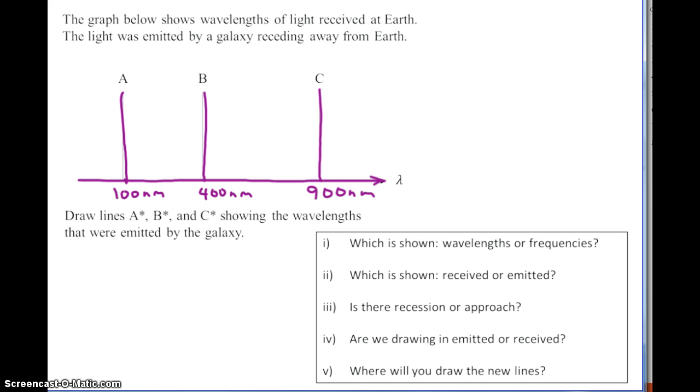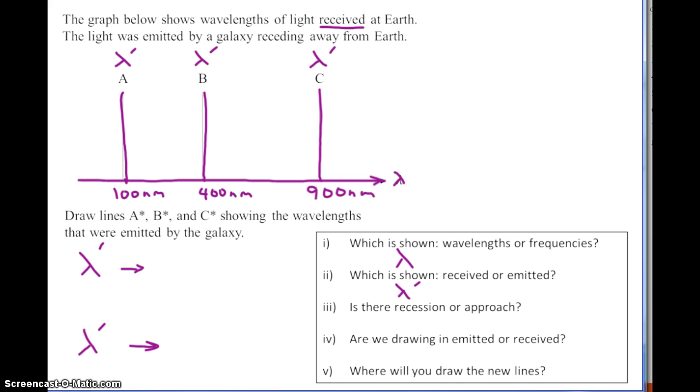First, what is shown on this graph are wavelengths. The lines A, B, and C represent the received wavelengths. When you look at the sky, these are the colors that you see. These are the received wavelengths. Now I've written above lambda prime. In general, there are two variables we use for wavelength. There's lambda prime and regular old lambda.